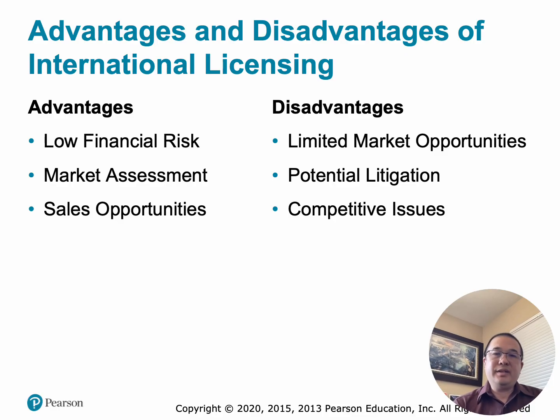Number 3, competitive issues. This is often considered the largest long-term risk. What happens? The licensee gains access to technology, manufacturing know-how, business processes, market knowledge, and eventually the licensee may become a competitor. So here's a common example in the technology industry. A software company licenses its technology overseas. Over time, the licensee develops similar technology and becomes a direct competitor. So this leads to the risk of losing intellectual property advantages and the risk of creating future competitors.